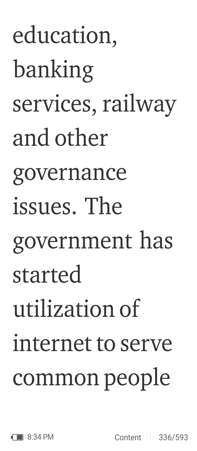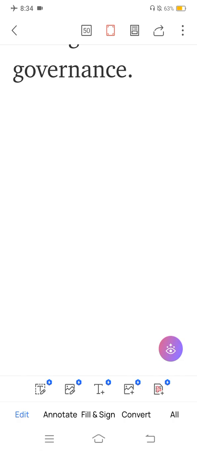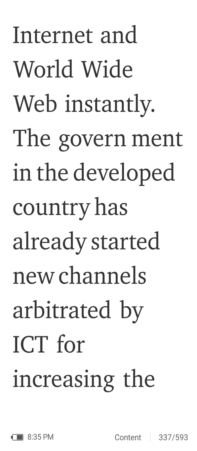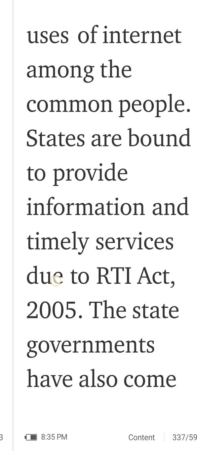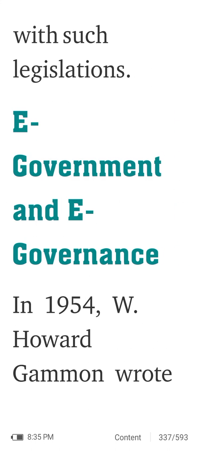The government has started utilization of the internet to serve common people through e-governance. Now governance contains information from both public and private sectors. It is helpful to get knowledge and deliver information utilizing the internet and World Wide Web instantly. The governments in developed countries have already started new channels through ICT for increasing the use of the internet among the common people. States are bound to provide information and timely services due to the RTI Act 2005. The state governments also came up with such legislations.